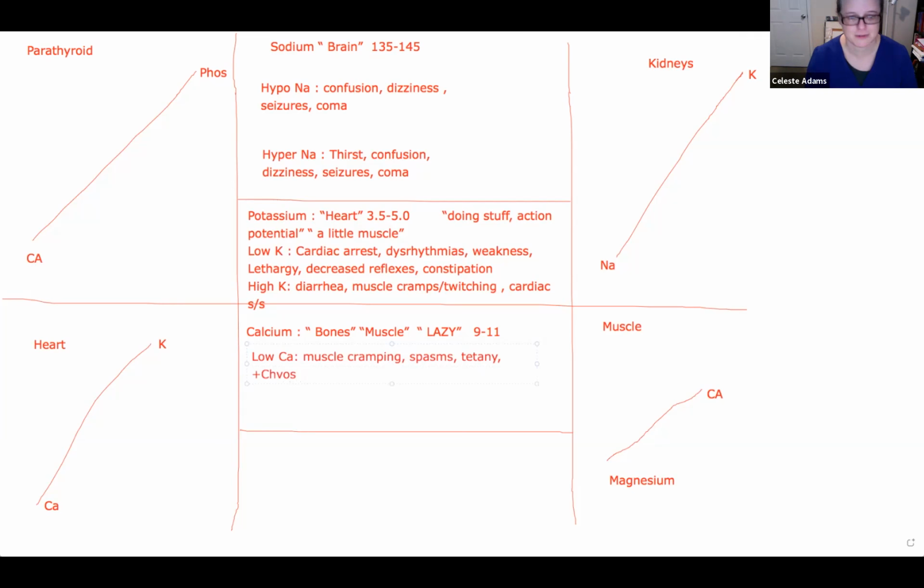Probably spelling this wrong. It's okay. Let's say Chvostek. Okay, positive Chvostek sign and positive Trousseau sign.